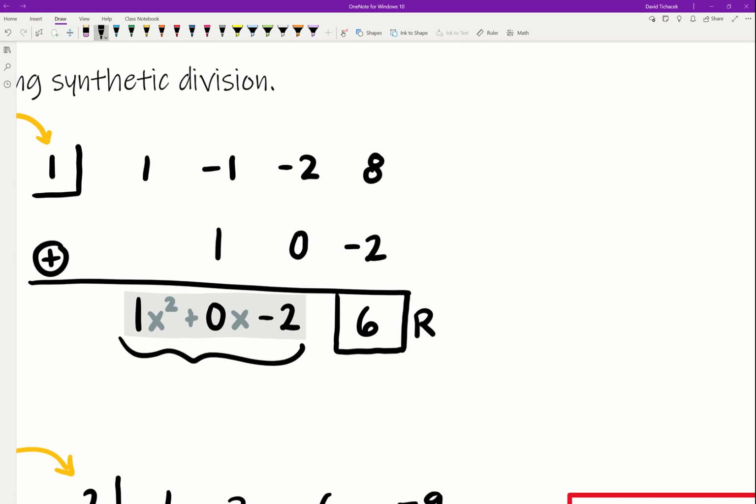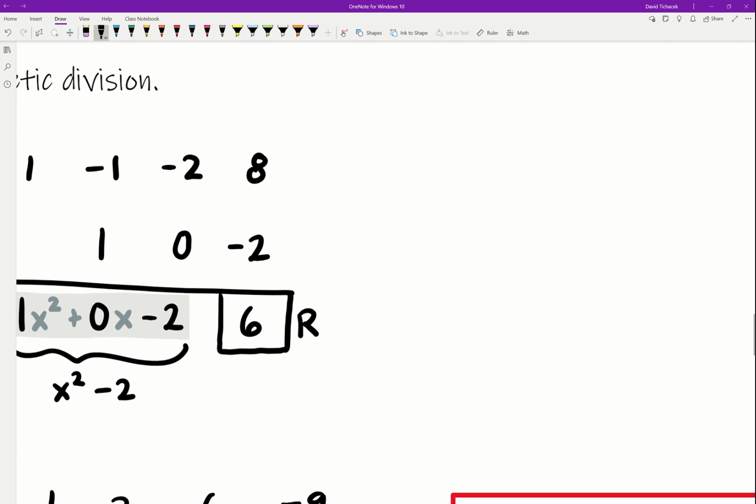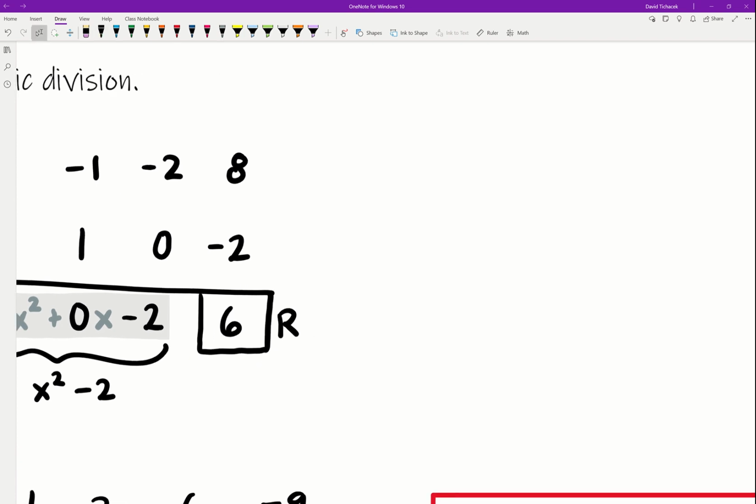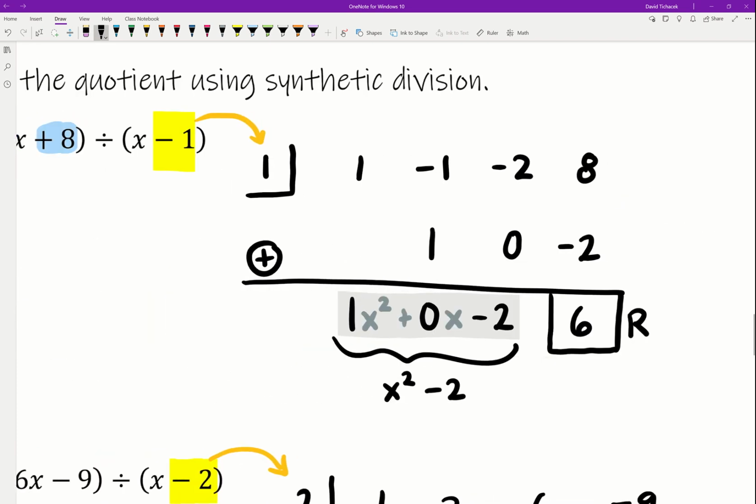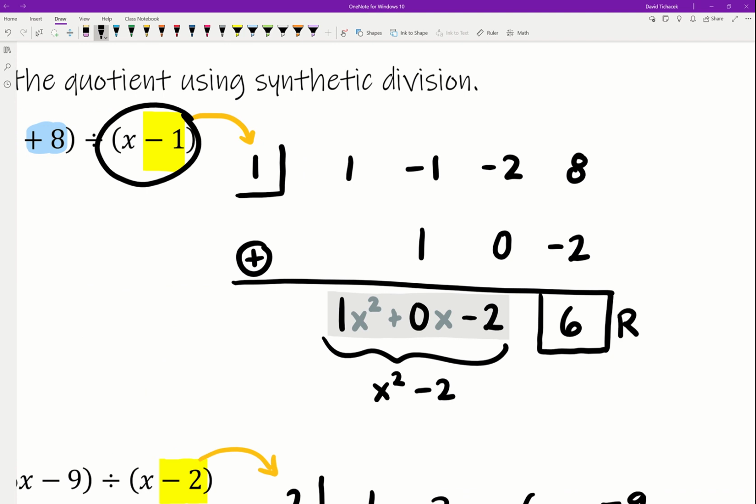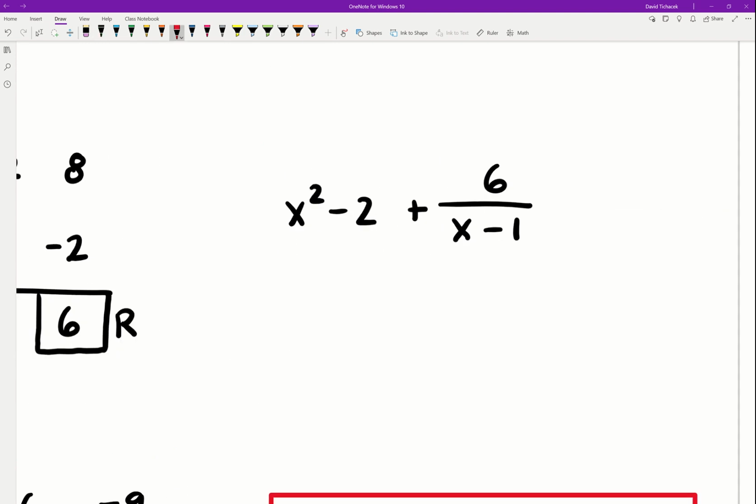If I go ahead and simplify this down a little bit, I don't need that 0x in the middle, and I don't need that 1 in front of x squared. I'm just going to write this as x squared minus 2, and that is going to be my quotient, okay? And we are going to write our final result in the exact same way that we did for long division, where it was quotient plus remainder over divisor. So writing our final result here, we're going to have x squared minus 2, and then plus remainder over divisor. Okay, so again, we're going back to the very original problem and looking at the divisor that we initially started with. And so this would be our result right here.